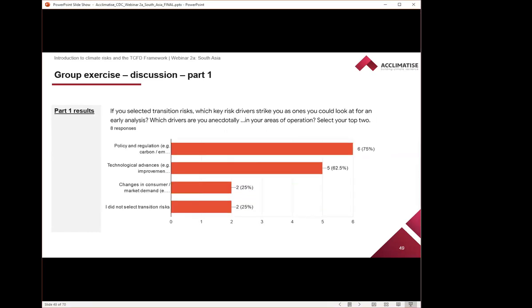For transition risk, we see that you're mostly interested or concerned around the policy and regulation changes or carbon or emission targets as a driver, as well as the technological advances and changes. So there's a couple of you that said I didn't select that, so that's fine.